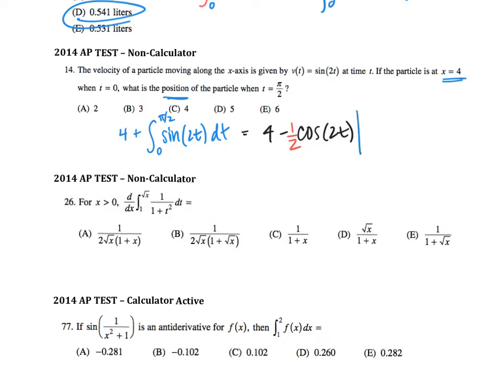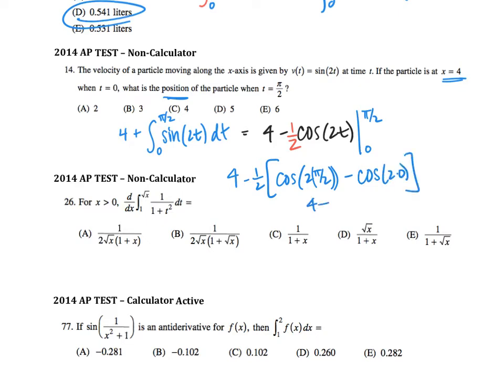I need to evaluate this from 0 to pi over 2. Again, my 4 is going to hang out front. I'm even going to just leave my minus sign, and I will distribute. You know what? I'm going to be crazy. I'm going to leave the 1/2 as well. And I can distribute that later. I'd have the cosine of 2 times pi over 2 minus the cosine of 2 times 0.